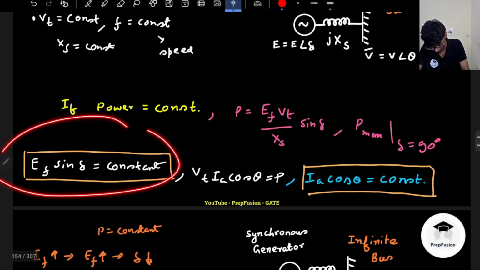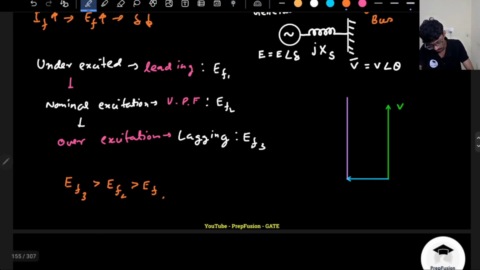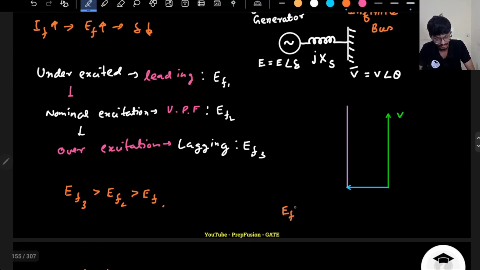EF sine delta is constant. So what is EF? What is the equation of EF? Very simple: if I ignore the armature resistance, EF will be equal to V plus j Ia Xs.